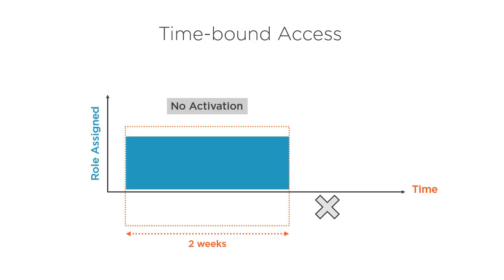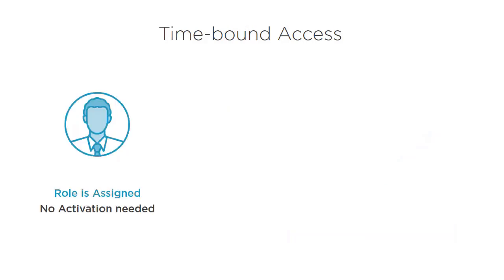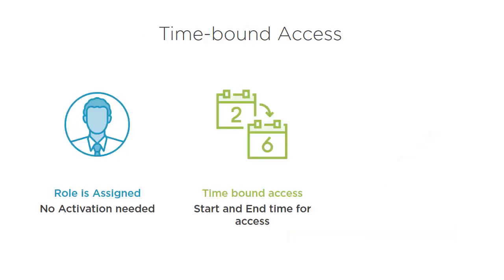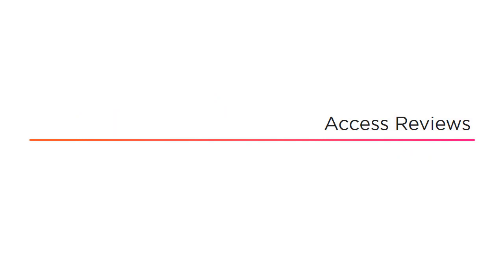While just-in-time access requires activation before using a role, time-bound access does not require activation at all. In fact, the role is assigned and will expire at a certain time in the future. Let me show you a couple of differences between just-in-time access and time-bound access.